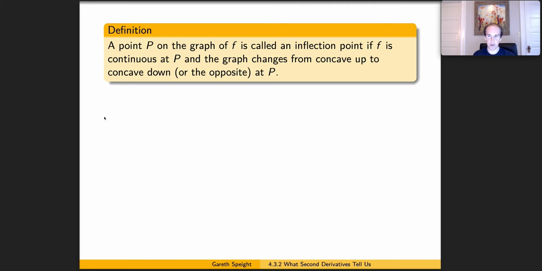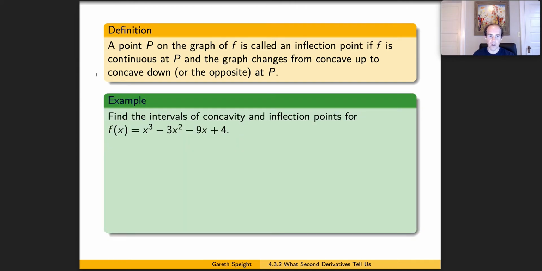Okay, so next we have inflection points. A point is called an inflection point if f is continuous there and the graph changes from being concave up to concave down, or vice versa. So it's not just where the second derivative is 0, but where the concavity changes. So the second derivative has to change sign. So let's do an example putting this together. Let's find the intervals of concavity and some inflection points for this function: x cubed minus 3x squared minus 9x plus 4.